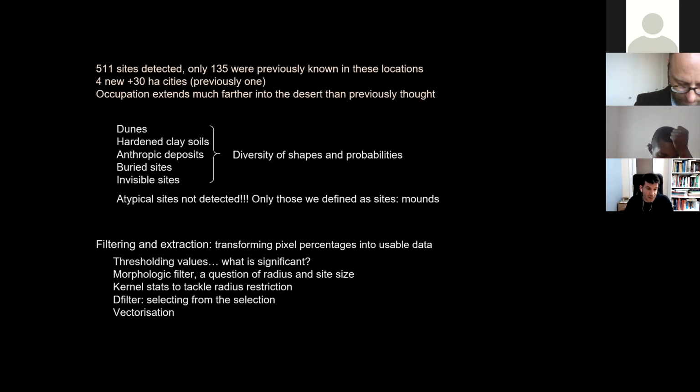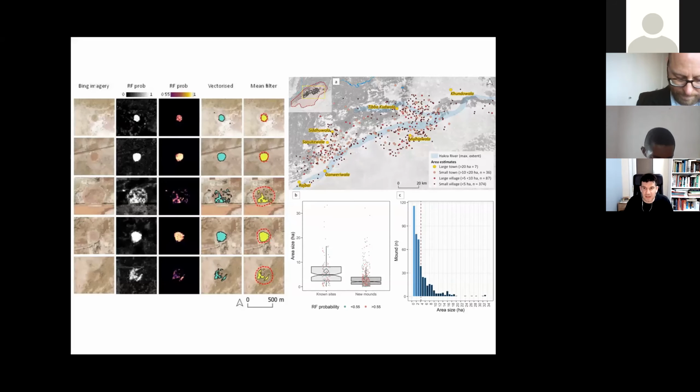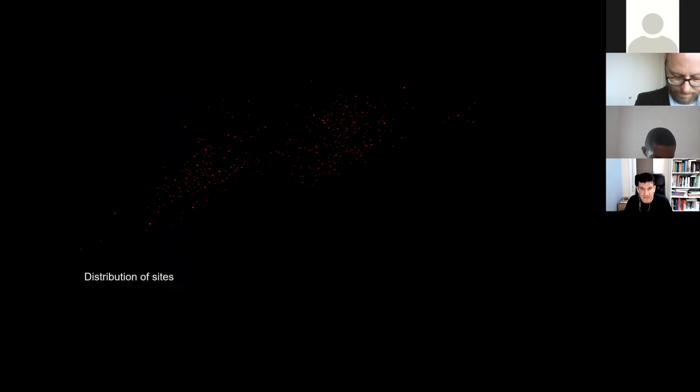So then with the results, we obviously tried to isolate them using thresholding values. I think we selected more than 70% probability pixels, and then we did a morphologic filter to isolate them, and we did several kinds of filter, and then we vectorized them, so we got actual shapes of sites. That was really cool because it allowed us to automatically classify the sites according to size. Okay, and you can see some stats on it. So you have here an image of the distribution of sites. We also use machine learning to analyze this distribution.